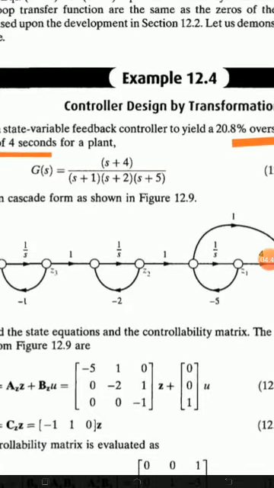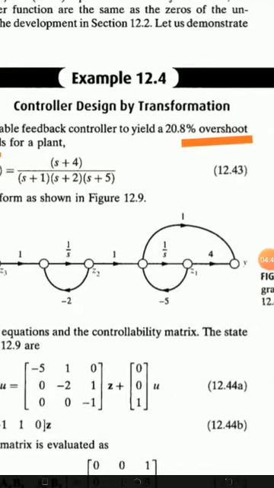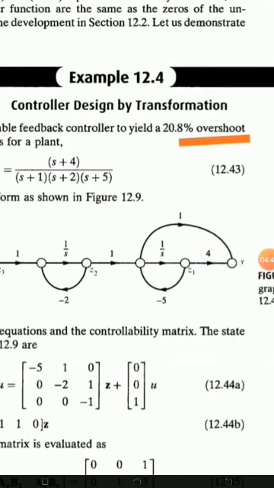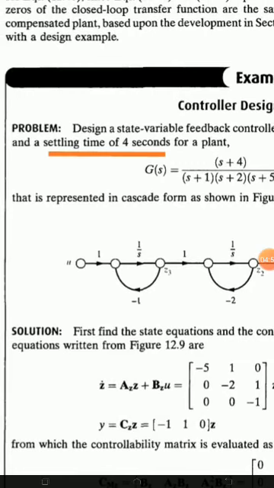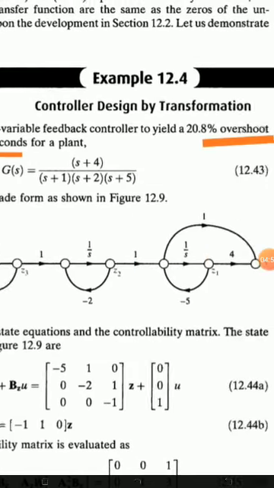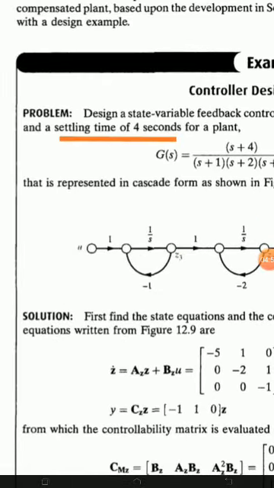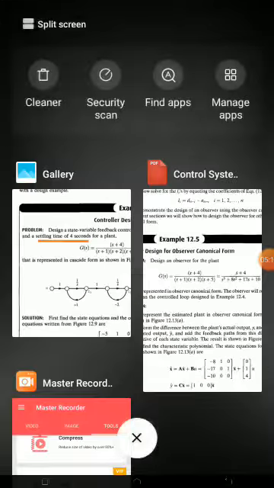In example 12.4, which was our controller design, the desired specifications were 20.8% overshoot and a settling time of 4 seconds. I repeat, 20.8% overshoot and a settling time of 4 seconds. These are the requirements. Now with the help of this overshoot and settling time, yes, you can calculate the value of zeta and omega n, and then you can also calculate the characteristic equation, that is s square plus 2 zeta omega n s plus omega n square.